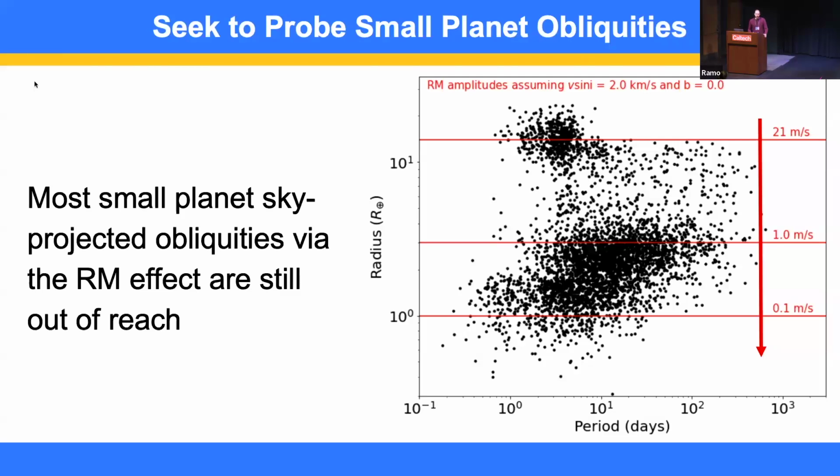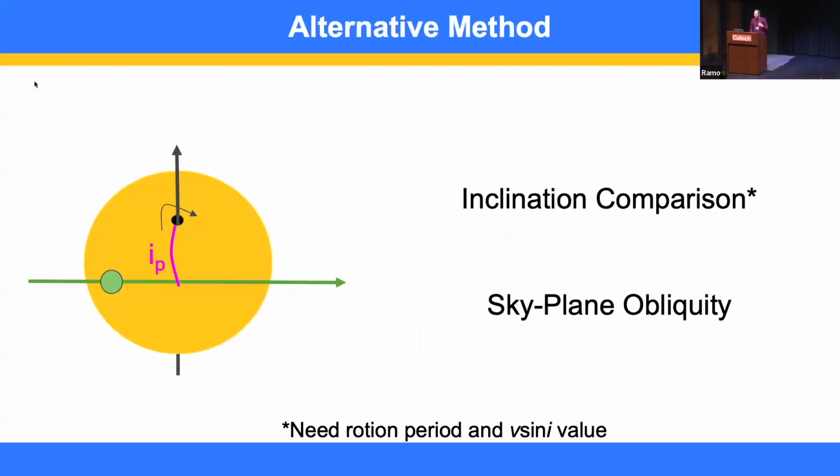However, there's another way to measure planet obliquity. You can compare the stellar inclination to the transiting planet's orbital inclination. However, in order to do this, you need a rotation period, and you need the V sin I value for the star. Then from there, you can back out the inclination of the star, and compare that to the inclination of the planet.